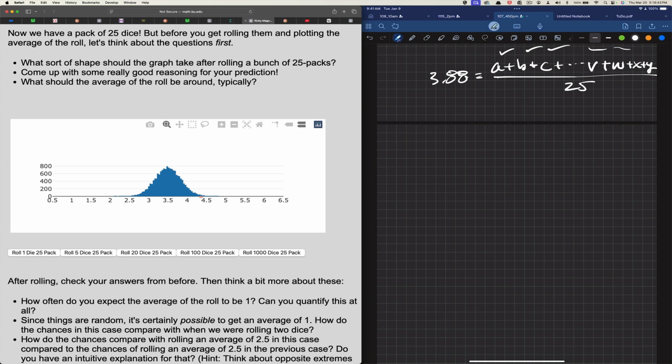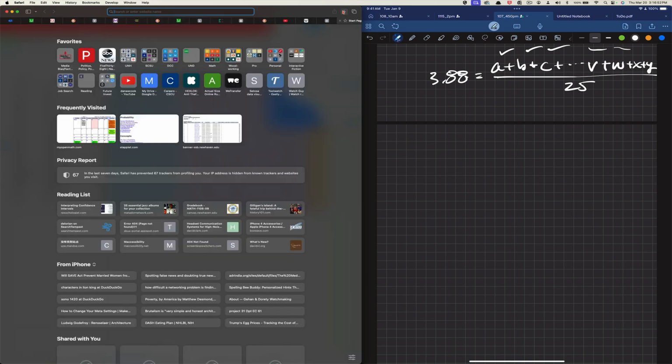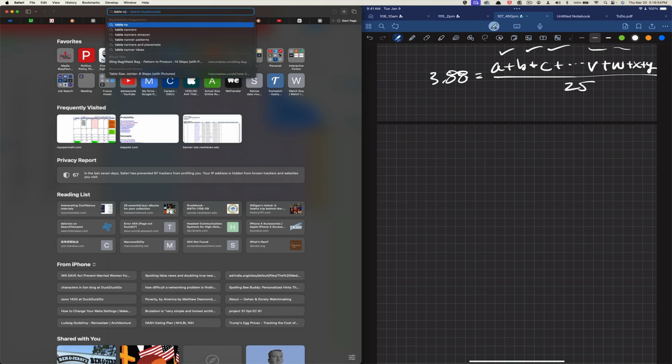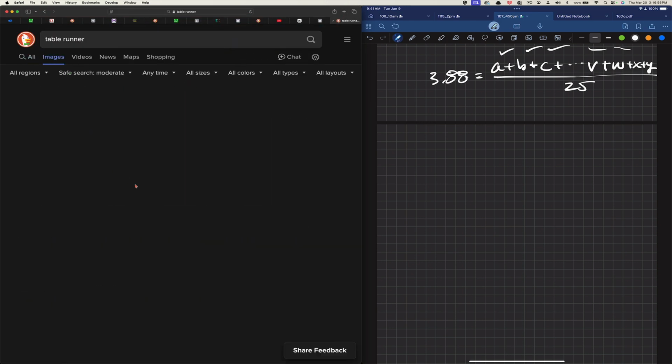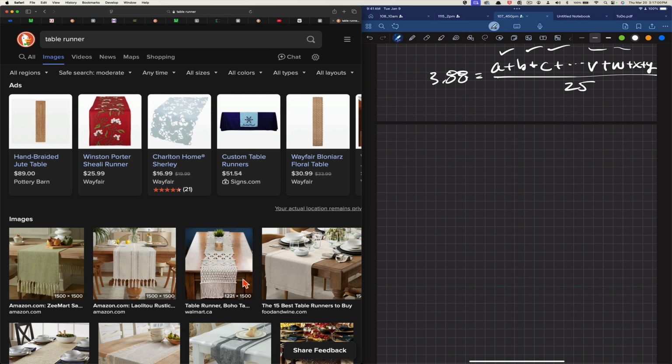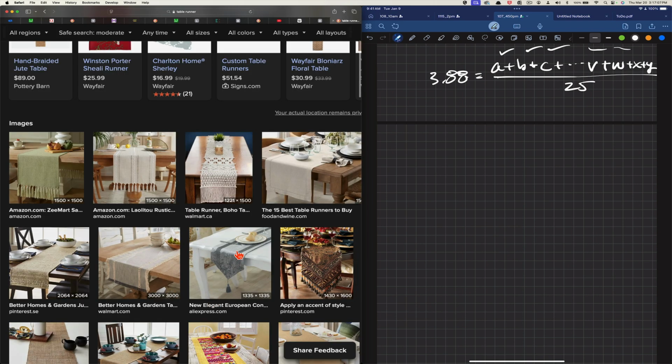In another textbook, the author kind of describes it as if you take, hopefully you know what, maybe you don't, a table runner. That's what he used. I think of it as a tablecloth, a skinny tablecloth. But a table runner is like this white thing here, this lace. It doesn't cover the whole table. It's just this thin thing that doesn't cover the whole table.